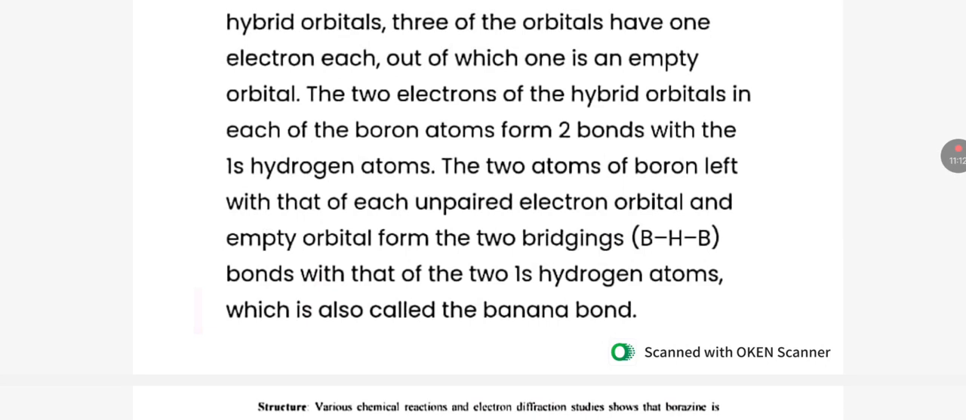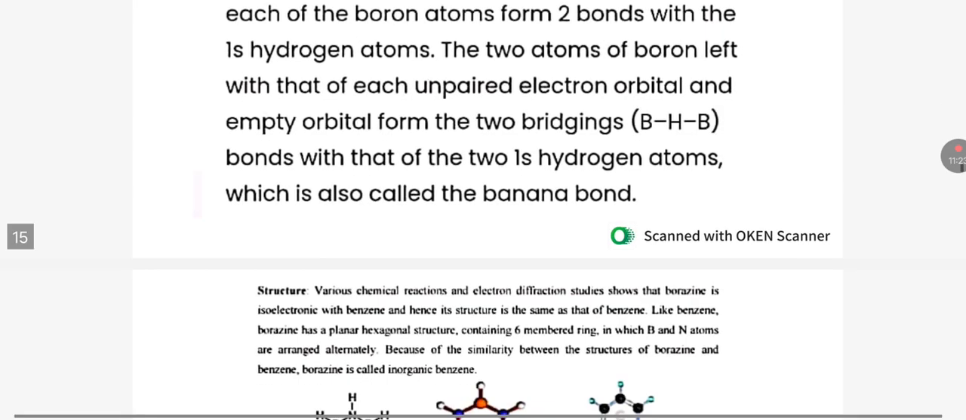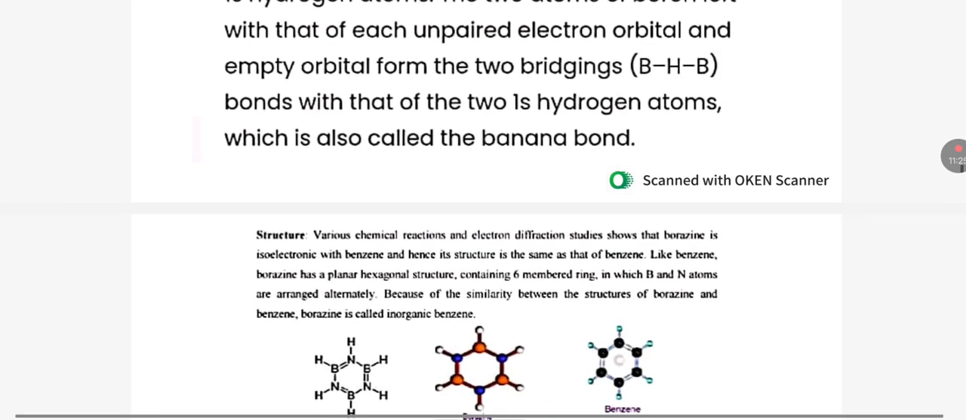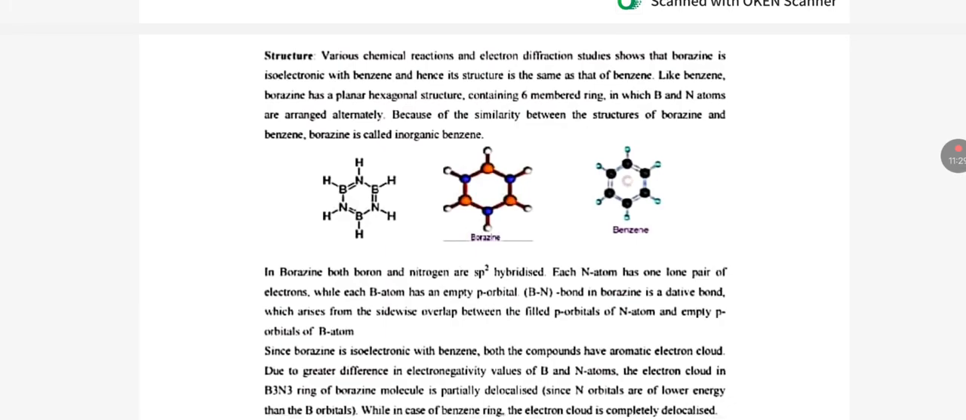There are 3 centers, but the electrons are only 2, with that of the 2 1s hydrogen atoms, which is also called a banana bond. Now the structure of borazine.